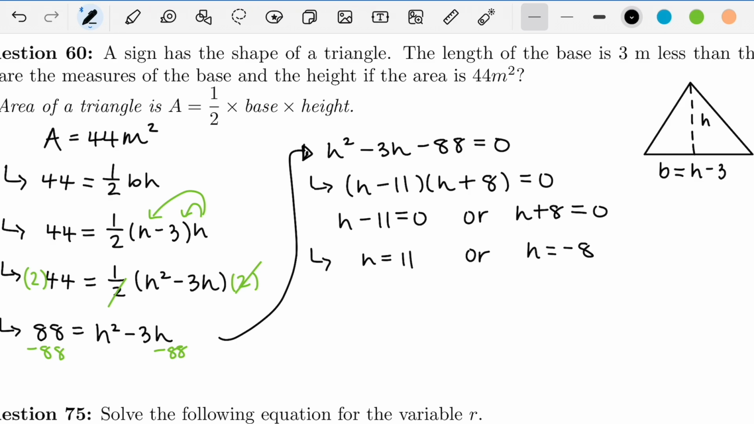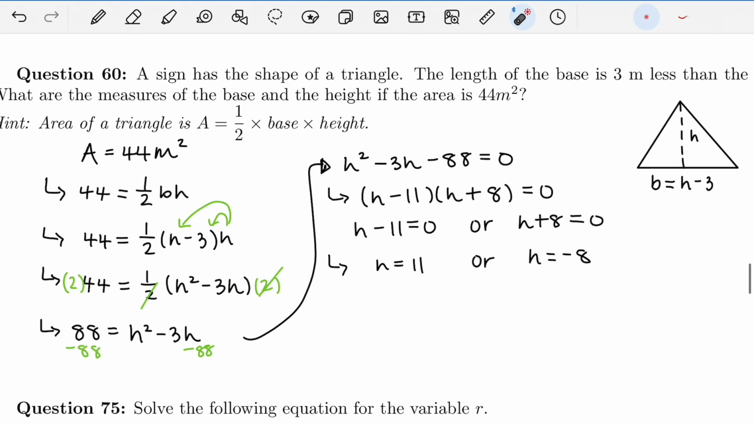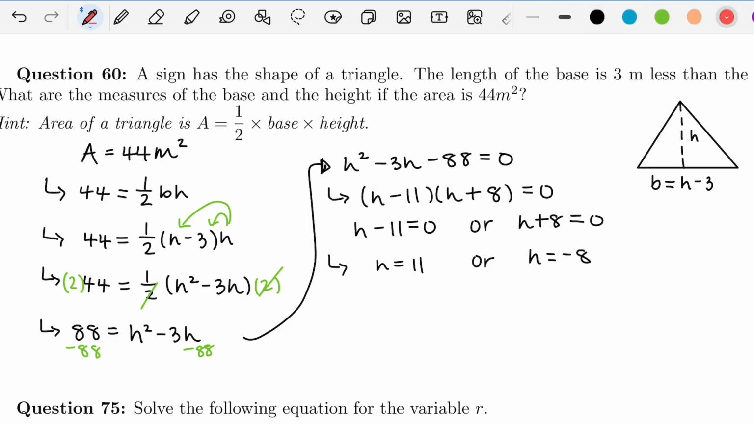But notice with these application problems, these are real world problems, and it wouldn't make sense for the height of something to be a negative. So this would not be part of our solution set because we can't have negative height. All right, so our only solution then for our height in this case would be 11 meters.